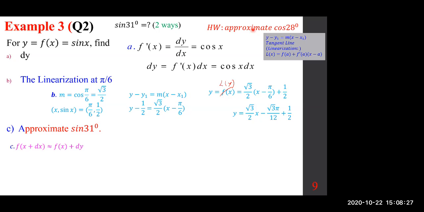That one is part of the homework. I put cosine of 28 degrees. So we want f of x plus dx, where dx is 1 degree, but remember, you really have to change that accordingly, everybody. You have to change that accordingly.